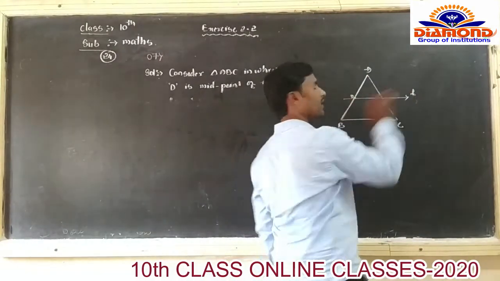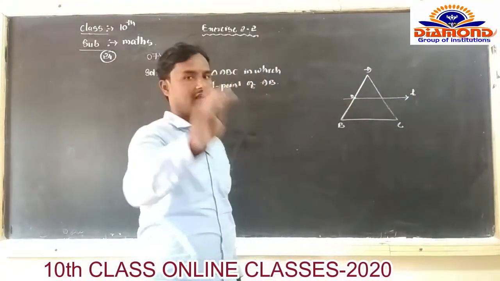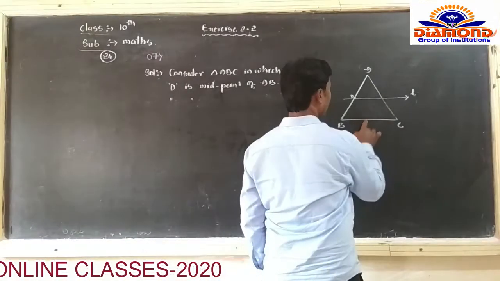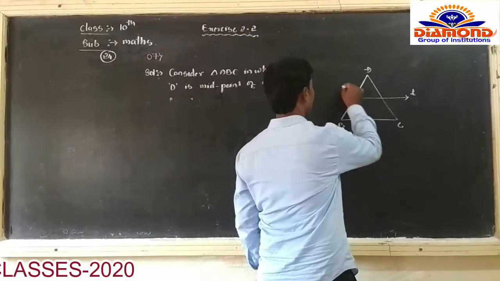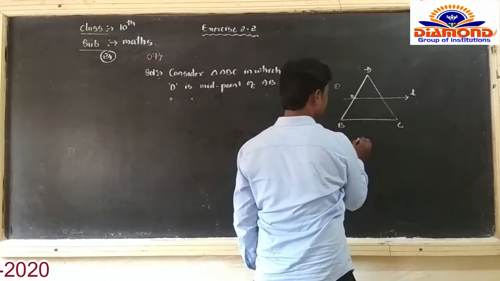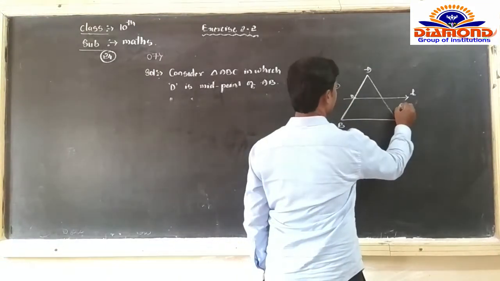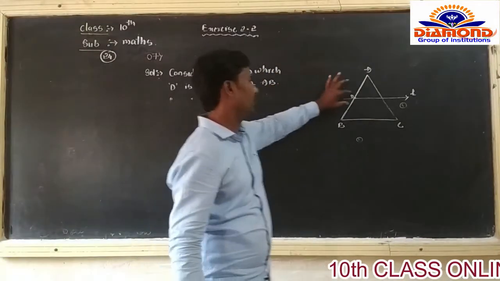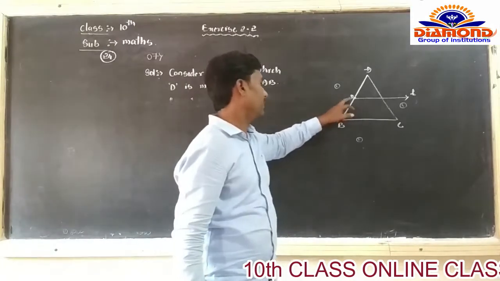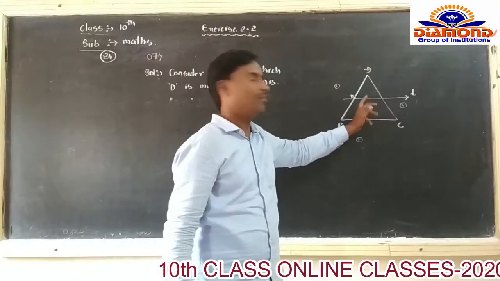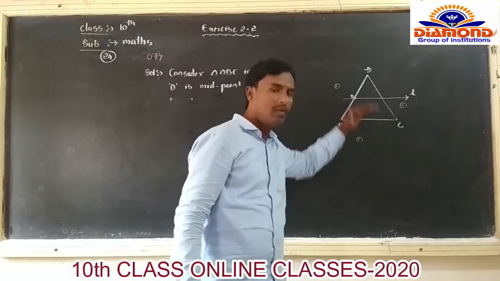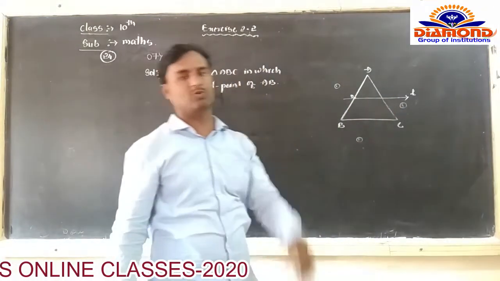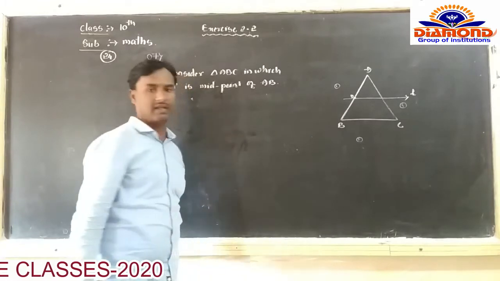That line passes through the midpoint of one side, and after passing, that line is parallel to the second side. In this triangle, this is the first side, this is the second side, and this is the third side. So one line passes through the midpoint of one side and is parallel to the second side; prove that it will also pass through the midpoint of the third side. This is the question.